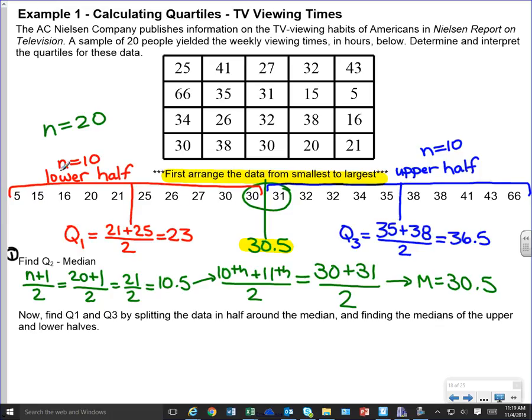So now for my lower half, I have n equal to 10. To find the middle of that, that would be between the 5th and the 6th observation. So we get 21 plus 25 over 2, and that gives us 23. That's our Q1. Q3 is the median of the upper half of numbers. So we do the same process again. This side also has n equal to 10. They're both going to be the same size because we split the data in half with the median. So we get 35 plus 38 over 2, which gives us 36.5, and that would be our Q3. So these would be our quartiles: 23, 30.5, and 36.5.